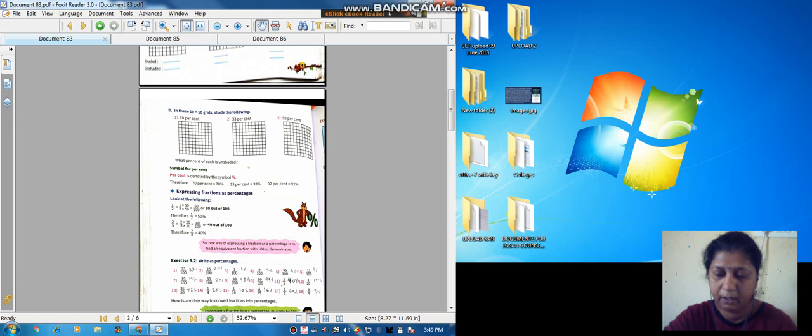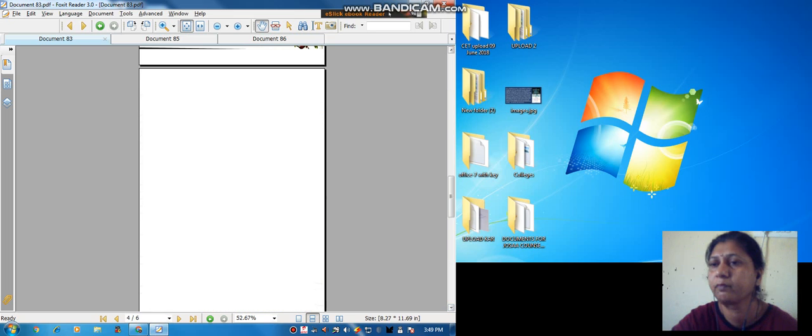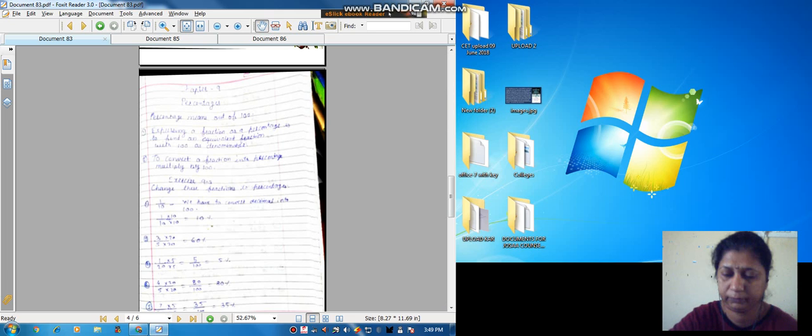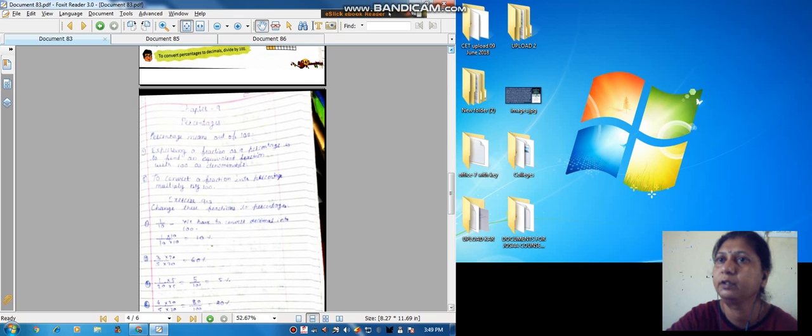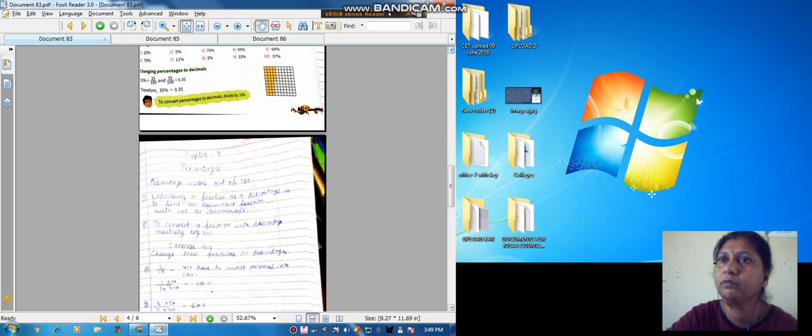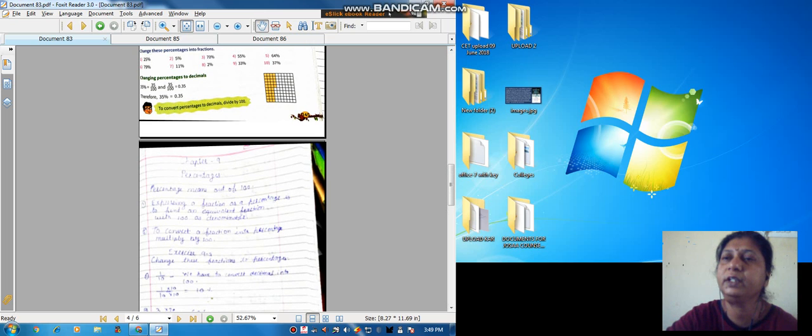Now let's start our exercise 9.3. I think it is in the second document. Just check. Fine. It is now changing the percentage to decimals. No, decimal is our next topic. 9.3 is changing the percentage into fraction.